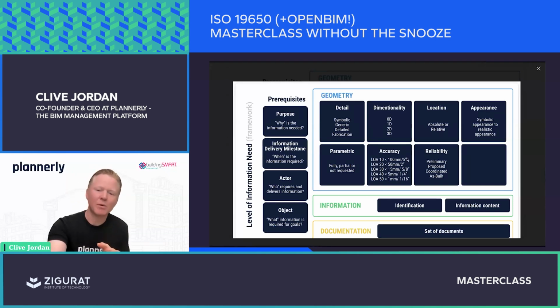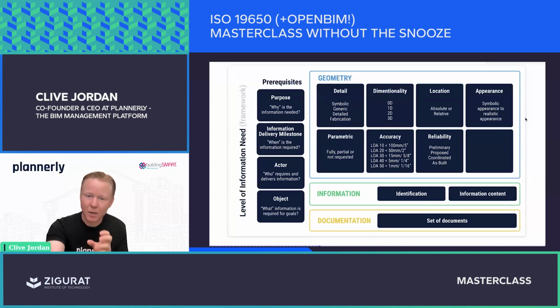Does it need to be super accurate? Does it need to be nice and realistic so that somebody can render it? Maybe it doesn't need to be that accurate from an accuracy tolerance perspective, but it needs to be really beautifully rendered for the owner to understand what it might look like. You can describe this, you can identify what information is required, and also what sets of information from a documentation perspective are required as well. And we can go into this in a lot more detail.